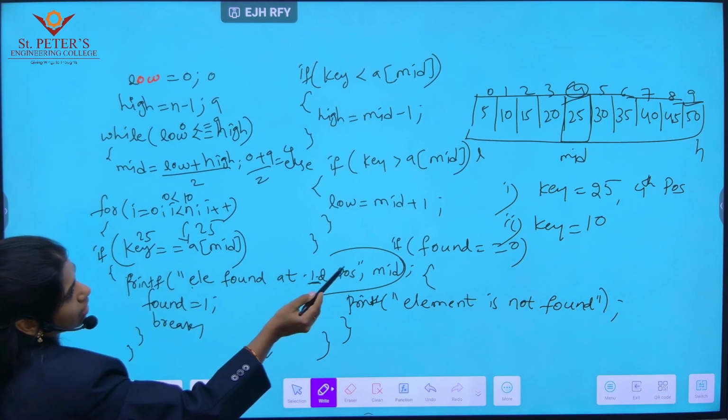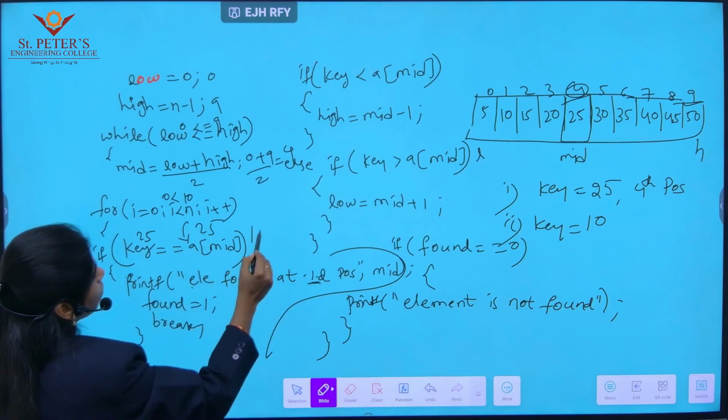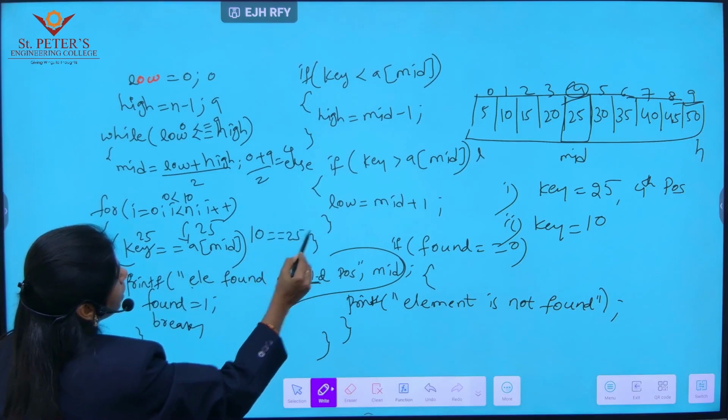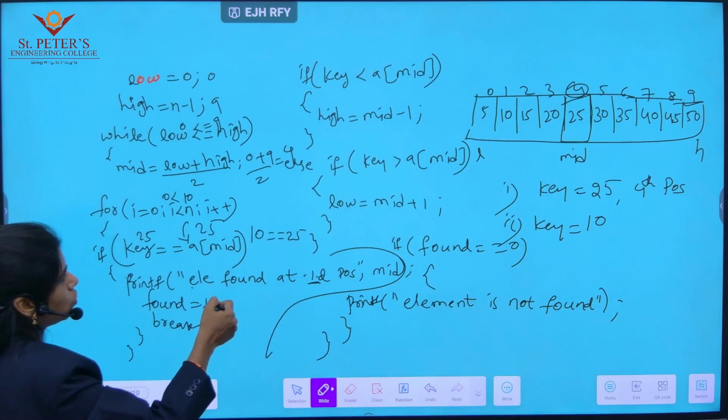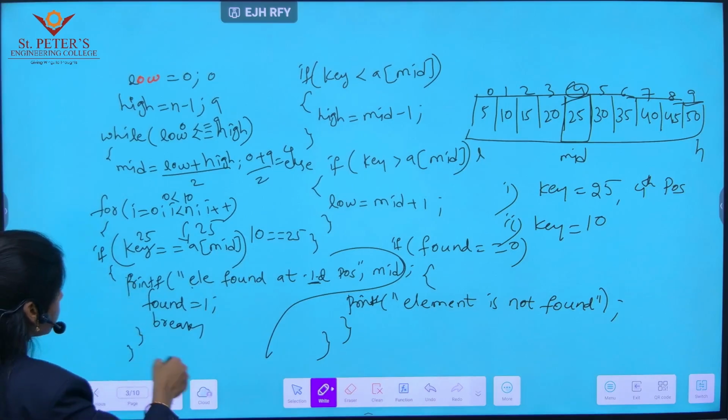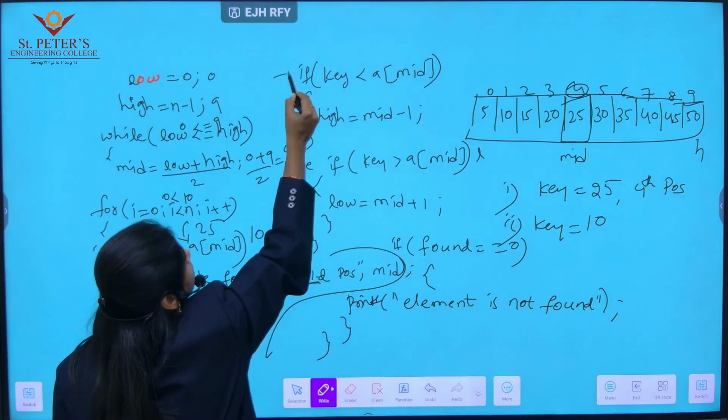What is the key element here? 10. Is 10 double equal to 25? Is it true here? No, it is not true. If it is not true, it comes out of this if condition and goes to this next if.